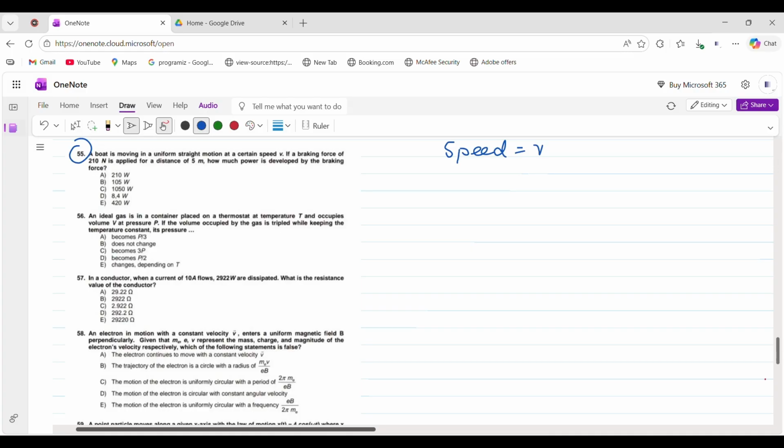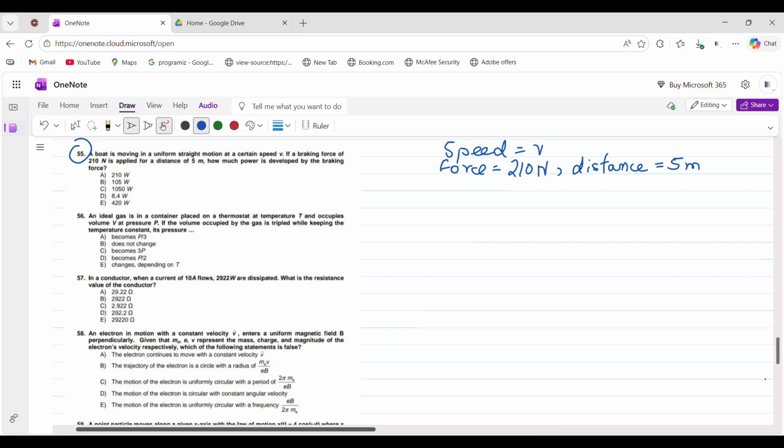Then, if a braking force of 210 Newton is applied for a distance of 5 meters, so what else have I gotten here? Force. How much force did I get? 210 Newton. And then I have gotten distance as well. Distance of 5 meters I have gotten. Okay. How much power is developed by the braking force? So basically they are asking us to find the power.